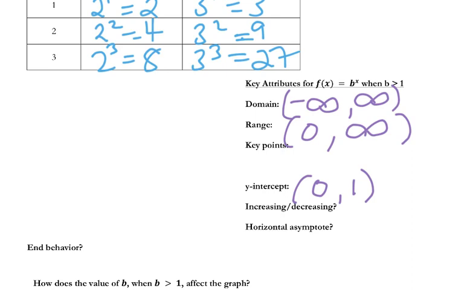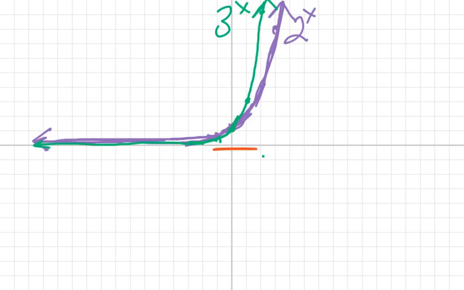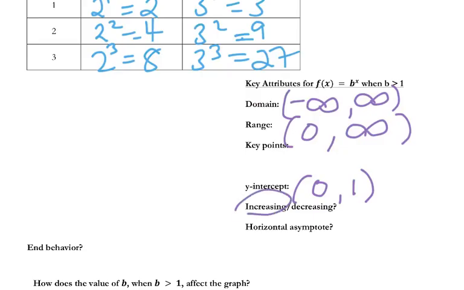Was it increasing or decreasing? Well, since we move left to right, this graph is increasing the whole time. Horizontal asymptote, y equals 0. That's the x-axis. End behavior, so as x goes to negative infinity, what's happening to f of x?